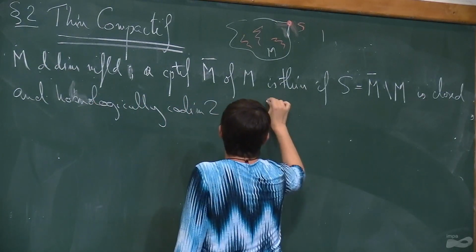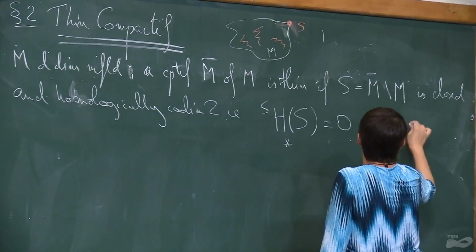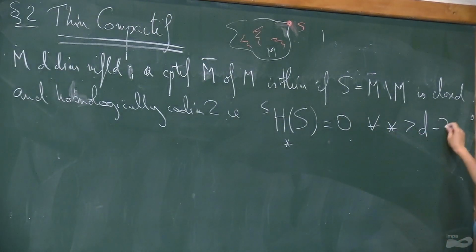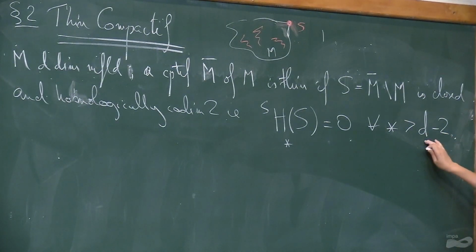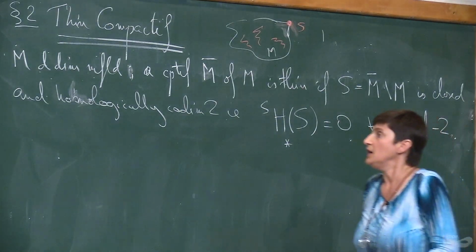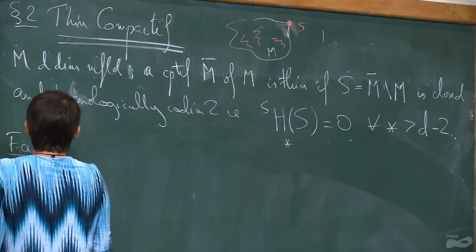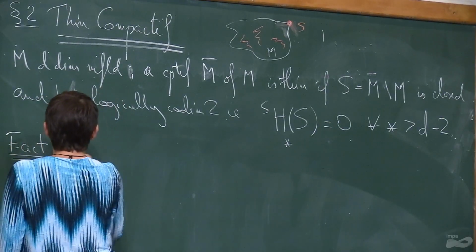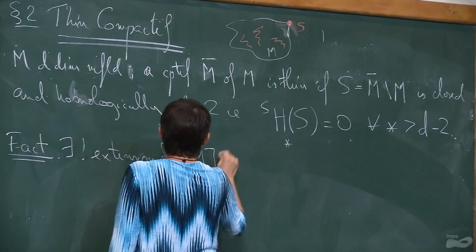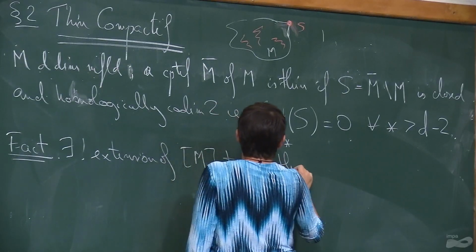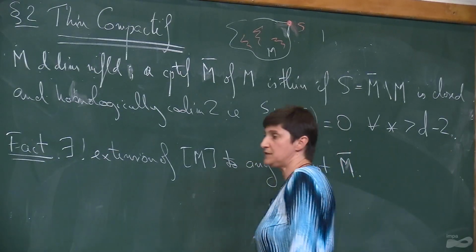I.e., if you work in Rod homology, it is 0 in all dimensions which are strictly bigger than d minus 2. So homologically, it's codimension 2. It doesn't have any homology beyond d minus 2 dimensions. Then the little fact or property is that there exists a unique extension of the fundamental class of a manifold to any thin compactification M bar.